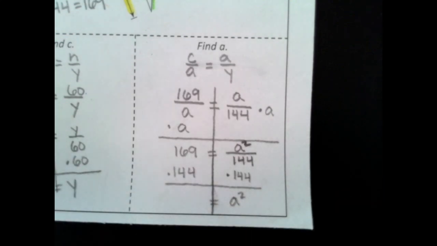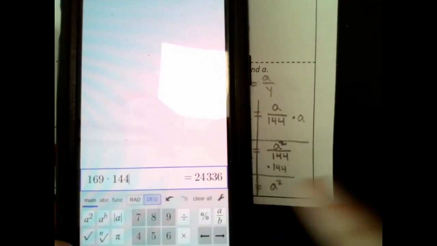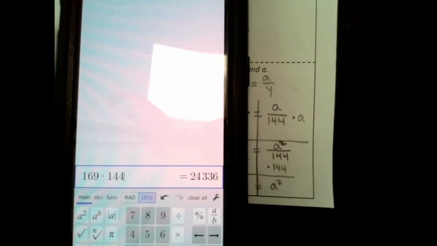Gonna run out of space again. Okay, so 169 times 144, we're going to get a pretty big number. We get 24,336.